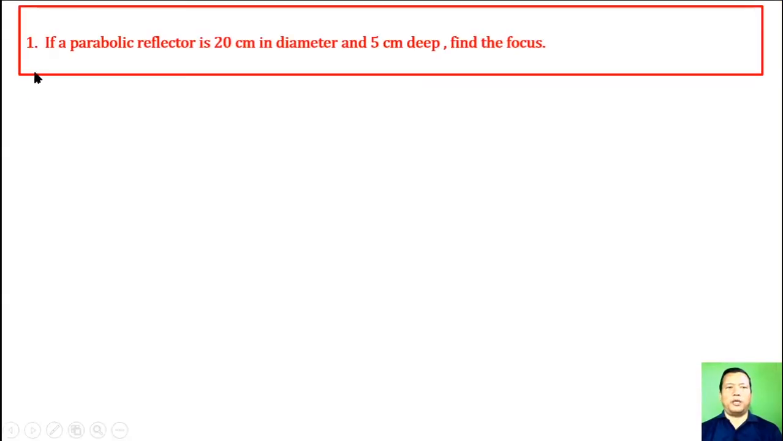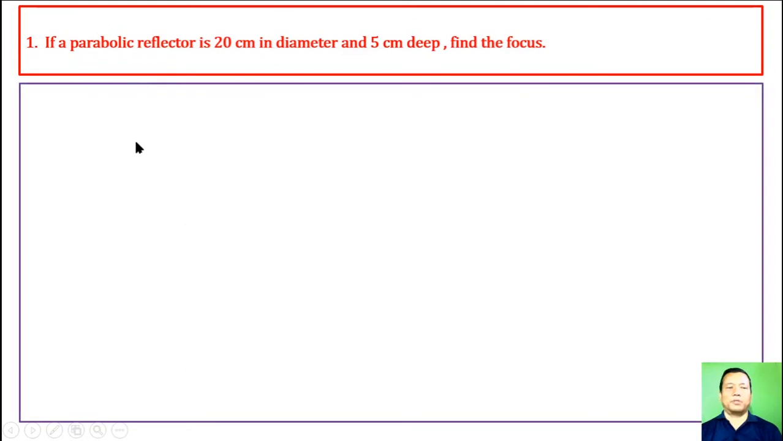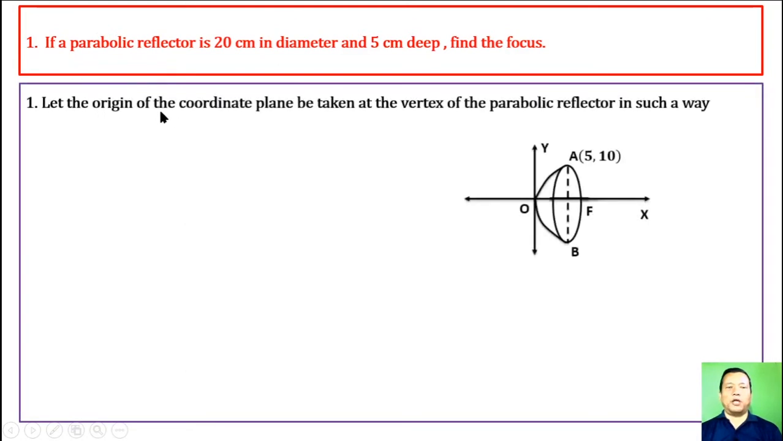Question 1. If a parabolic reflector is 20 cm in diameter and 5 cm deep, find the focus. Let the origin of the coordinate plane be taken at the vertex of the parabolic reflector in such a way that the axis of the reflector is along the positive x-axis.